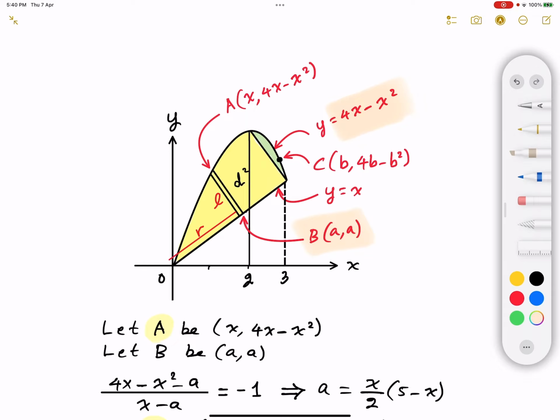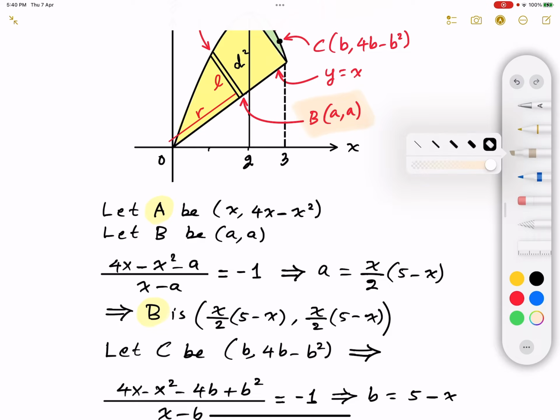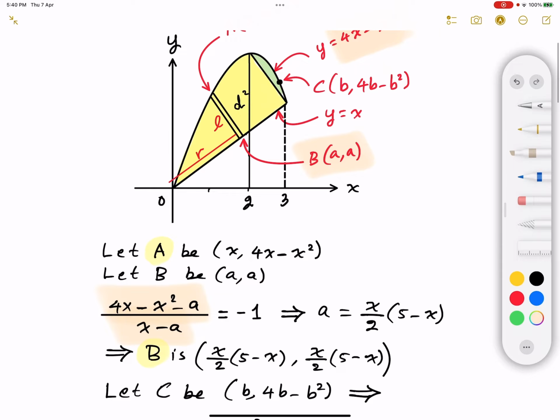We know that the slices are going to be perpendicular to the axis of revolution, so their slope is going to be -1, because the axis of revolution, which is y equals x, has a slope of 1. So all the slices are perpendicular to this axis of revolution, so their slope should be equal to -1. This is exactly what I did here. I calculated the slope between the points A and B, which is basically 4x minus x squared minus a, divided by x minus a. That is going to be equal to minus 1.